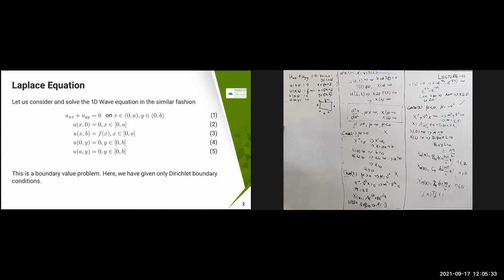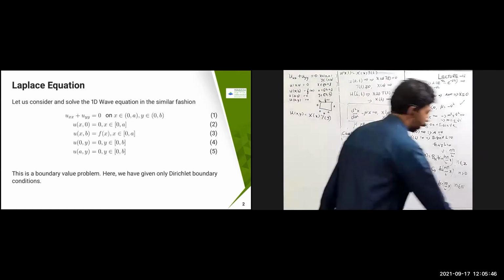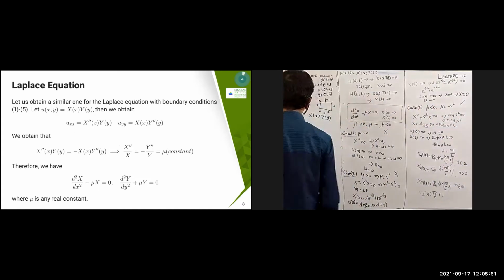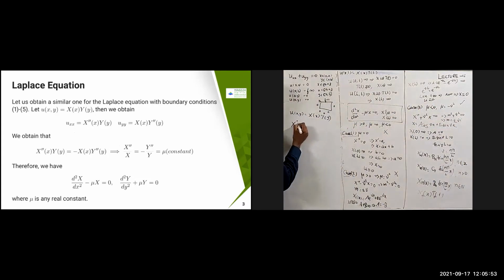Now for this problem, what I have to do is solve it. Again, I'm going to assume the same thing: u(x, y) = X(x) Y(y), and then I'm going to derive a similar kind of thing. So I'm going to take X''(x) Y(y) and it is going to come.